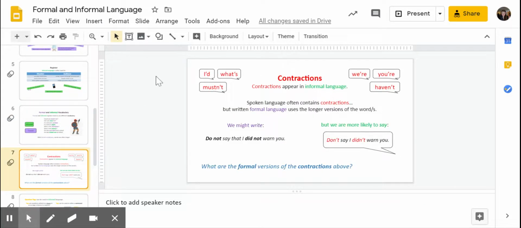Another thing that affects the register of a sentence is contractions. Formal language does not use contractions. Informal language is allowed to. A contraction is when we put two words together to make one. For example, what's, mustn't, you're, haven't. They're putting two words together. So in informal language, you're allowed to use these. In formal language, we do not.